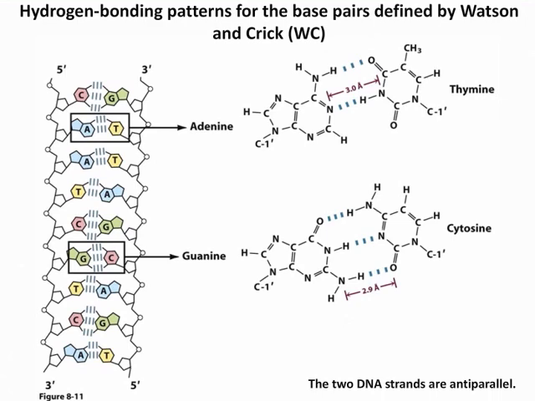So make sure you understand that concept, because you're going to need it to understand the mechanisms of replication and transcription later on. Also take a look at the base pairs adenine and thymine. You'll notice that they form 2 hydrogen bonds, whereas guanine and cytosine form 3 hydrogen bonds. So that bond's a lot stronger.